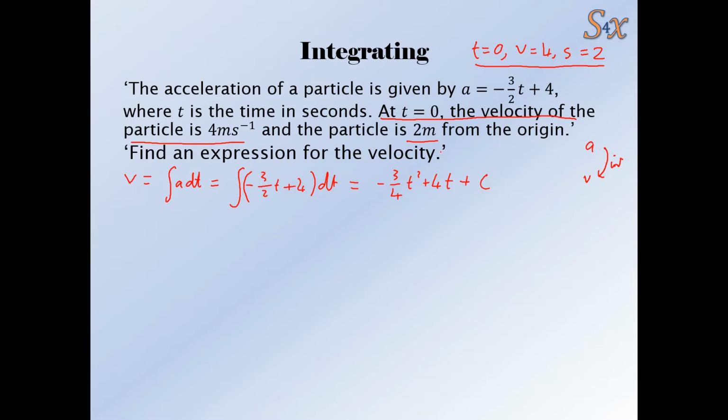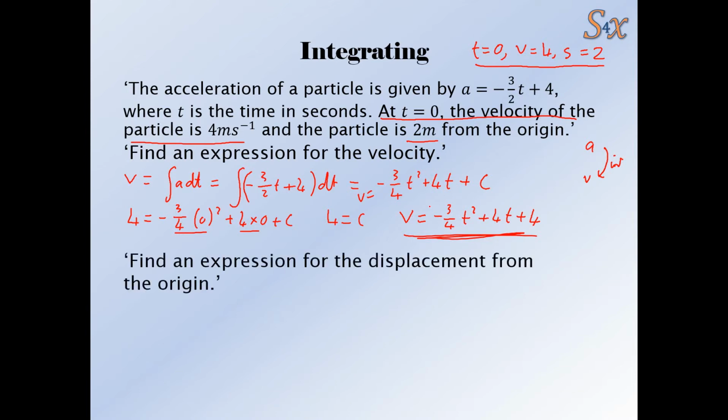Okay, and I look at my information and say, well, at t is 0, v was 4. So I can substitute that in. This is my v here. I can say v was 4 when t was 0. So I'm just going to substitute all that into the equation and simplify it down. So these first two terms go to 0. So I just get 4 equals c. So my c is 4. So I can write out the expression now. V is minus 3/4 of t squared plus 4t plus 4. There's my expression for the velocity, including the integration constant.